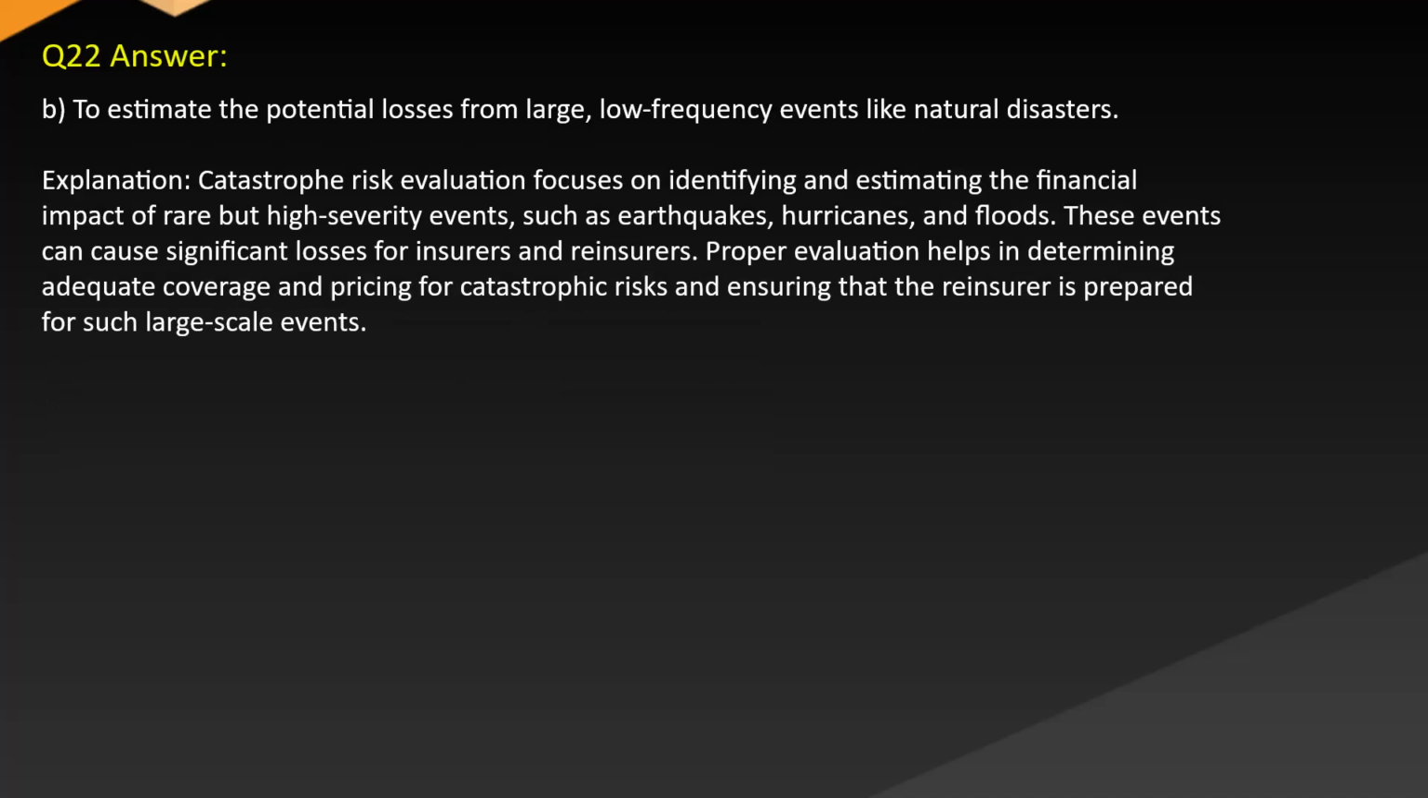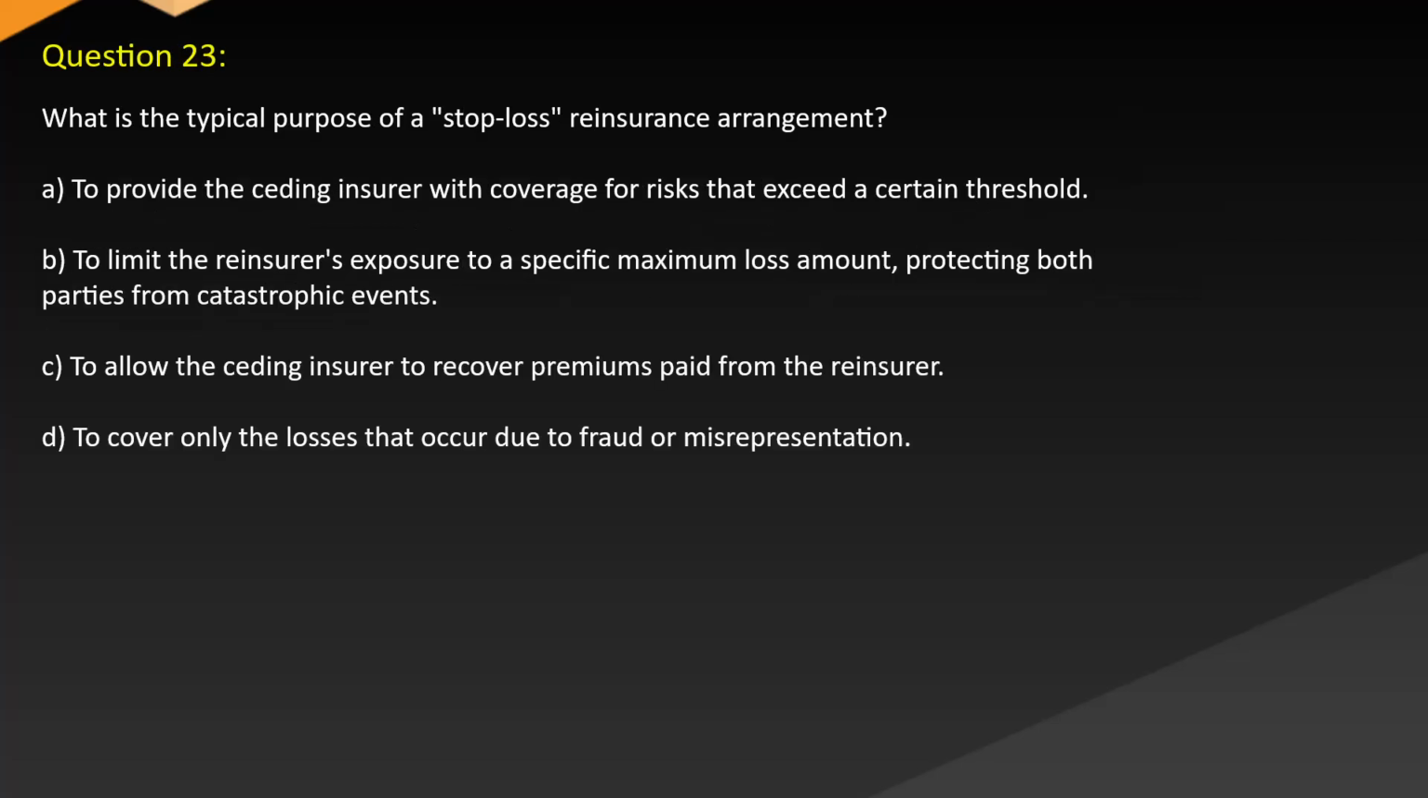Answer. B. To estimate the potential losses from large, low-frequency events like natural disasters. Explanation. Catastrophe risk evaluation focuses on identifying and estimating the financial impact of rare but high-severity events, such as earthquakes, hurricanes, and floods. These events can cause significant losses for insurers and reinsurers. Proper evaluation helps in determining adequate coverage and pricing for catastrophic risks, ensuring that the reinsurer is prepared for such large-scale events. Question 23. What is the typical purpose of a stop-loss reinsurance arrangement?